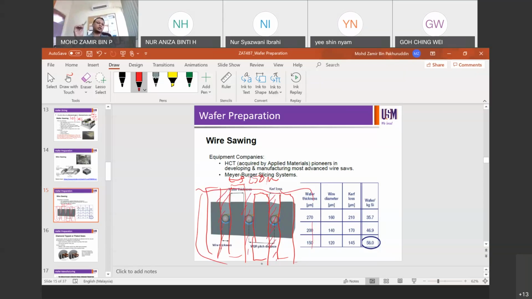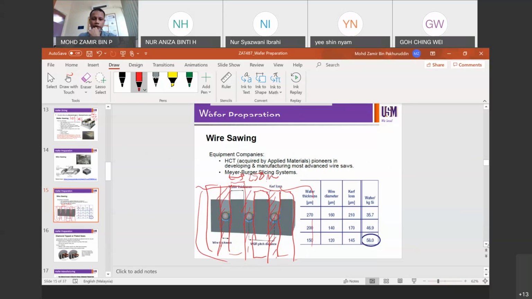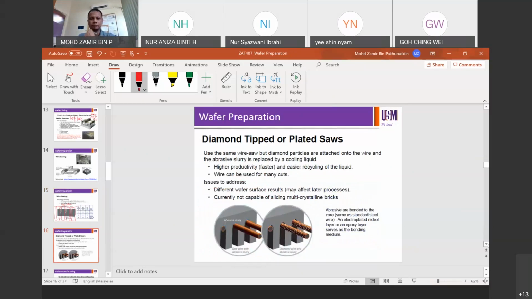It will be gone, which means we grew the ingot so long, and quite a significant portion of the ingot will be lost to the cutting process. So that's why innovation in the cutting process is equally important, even though it looks quite straightforward. Minimizing kerf loss is of high priority in this cutting process.